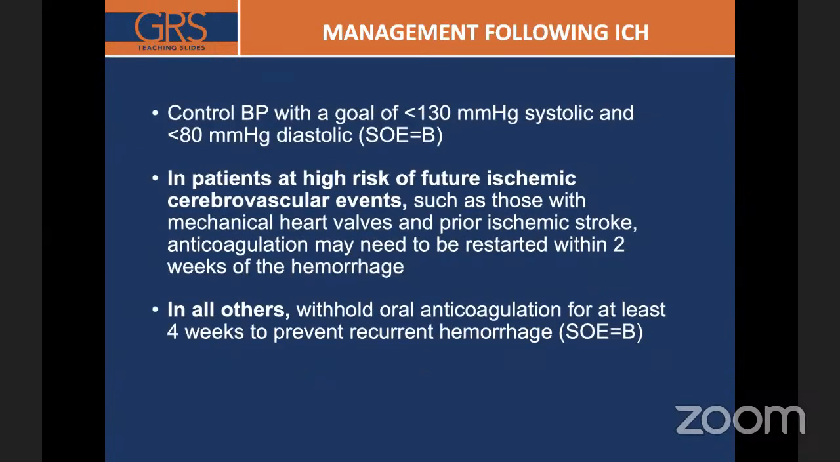When it comes to management of intracranial hemorrhage, we need to control the blood pressure first. So the systolic blood pressure needs to be lower than 130, and the diastolic blood pressure needs to be lower than 80. In patients at high risk of future ischemic cerebrovascular events, such as those with mechanical heart valves and prior ischemic stroke, anticoagulation may need to be restarted within 2 weeks of the hemorrhage. And in all others, withhold oral anticoagulation for at least 4 weeks to prevent recurrent hemorrhage.